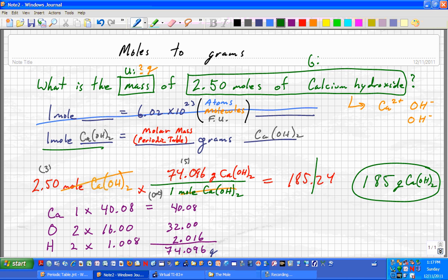A couple of things you want to make sure you do is pull the proper equality, set it up so that the units cancel. It's really all about canceling units.